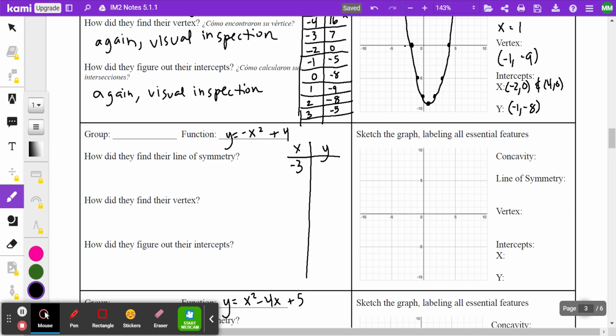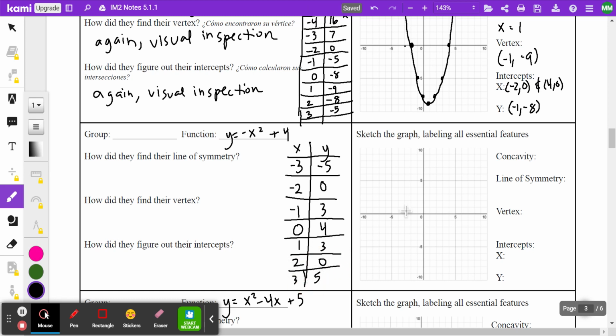-3. So that's negative 9 plus 4 is negative 5. Negative 2, that's 0. Negative 1, that's 3. 0, that gives me 4. 1 gives me, what does 1 give me? 3. 2 gives me 0. 3 gives me -5. Okay, let's plot it.